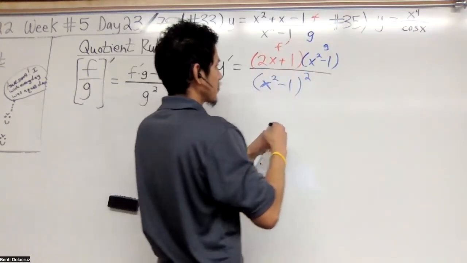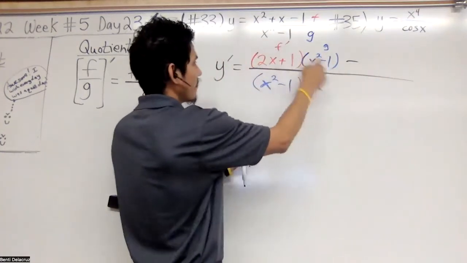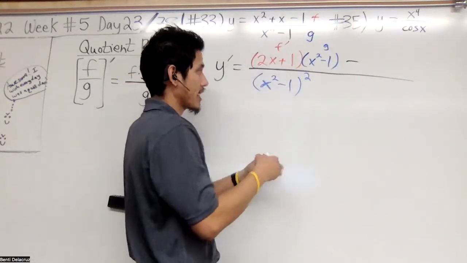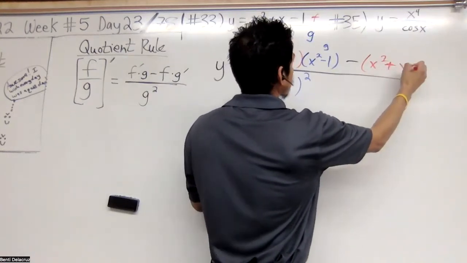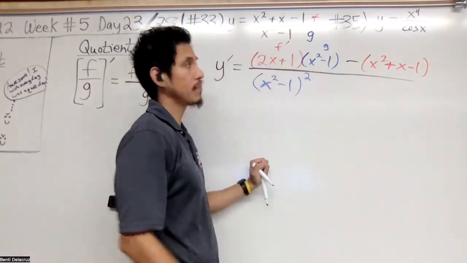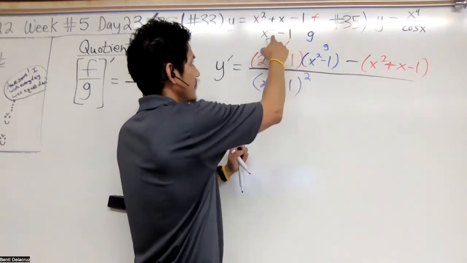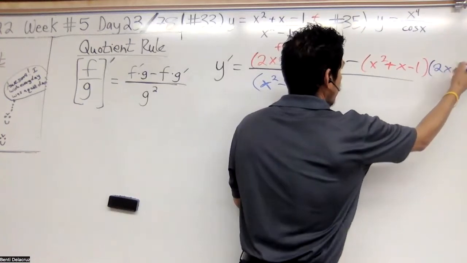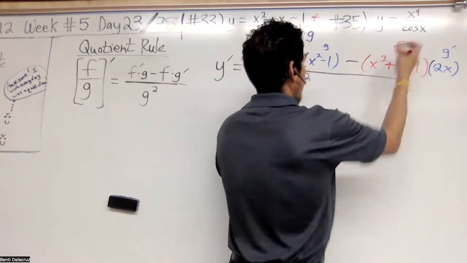And from this, we subtract f. So here's our f. We subtract the top function, so we just rewrite it as it is: minus x squared plus x minus 1, multiplied by the derivative of g at the bottom function. So the derivative of g is just 2x. So times 2x. So that's our g prime. And this is just our f.